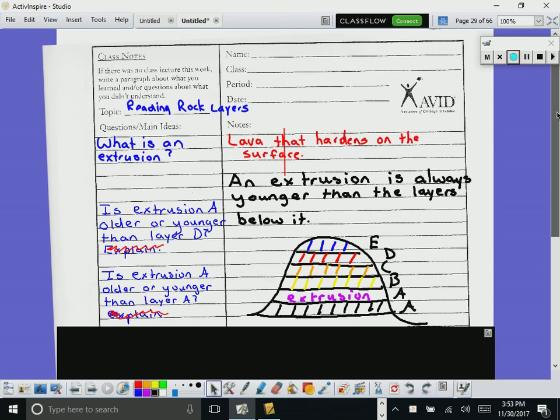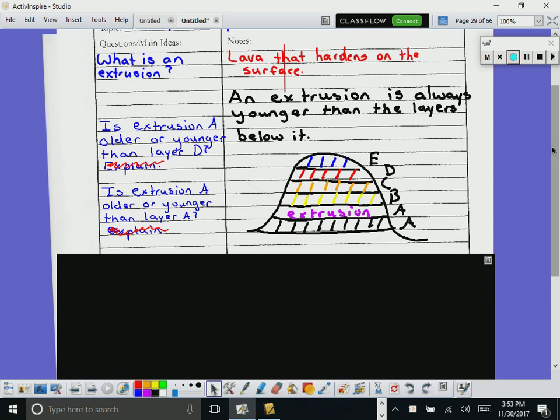As you can see in this rock cross section below, there's an extrusion in there. Right there, it's called extrusion A. So answer these two questions. Is extrusion A older or younger than layer D? And is extrusion A older or younger than layer A? So pause the video, answer the questions, then check your answers by listening to the rest of the video.